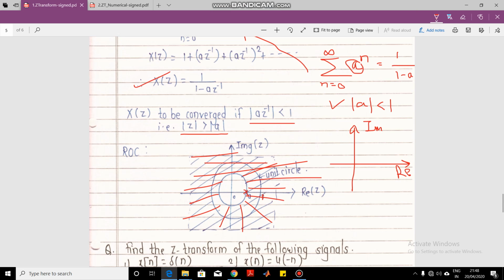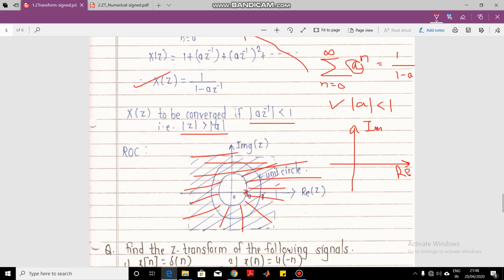If you rearrange the terms, if you take this z raised to minus 1 to the RHS, you will get mod of a less than mod of z. That means mod of z is greater than mod of a. So our ROC is the region where mod of z is greater than a. So suppose this a is here. So a is nothing but a pole here. So here we draw a pole.